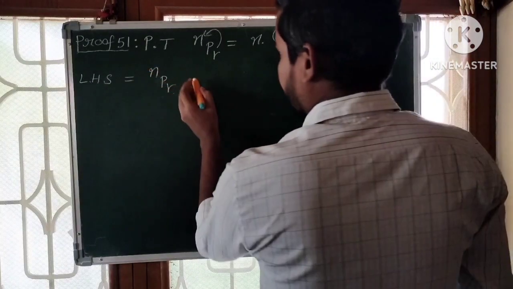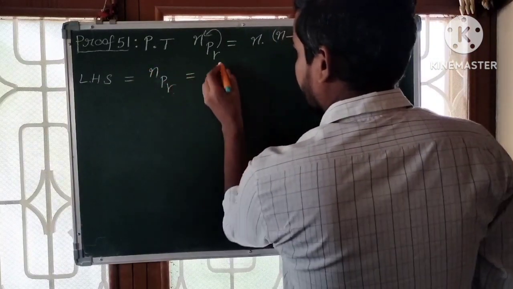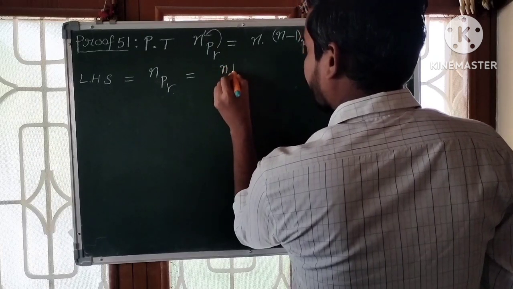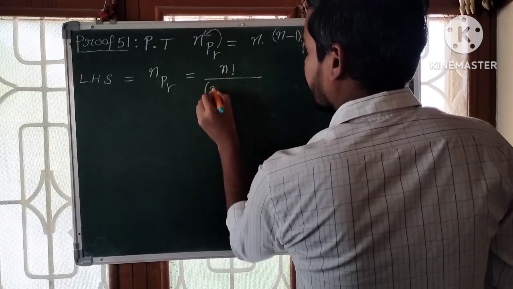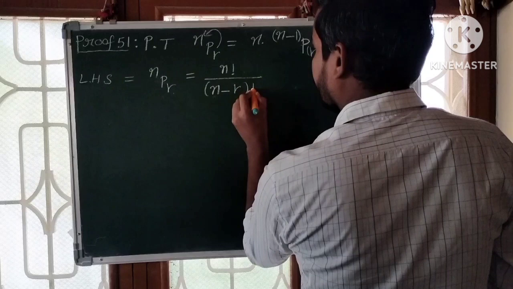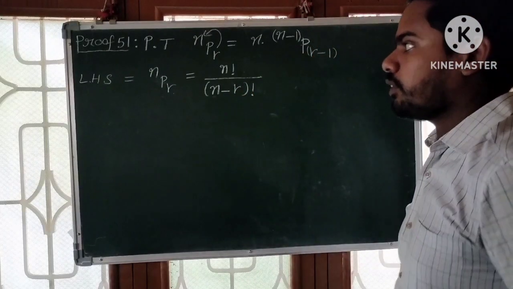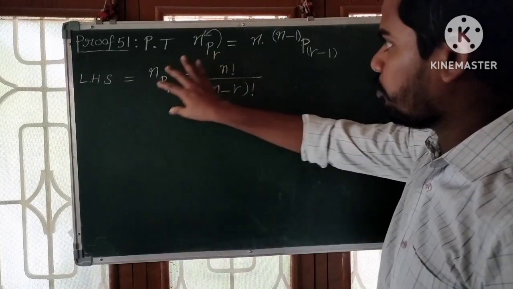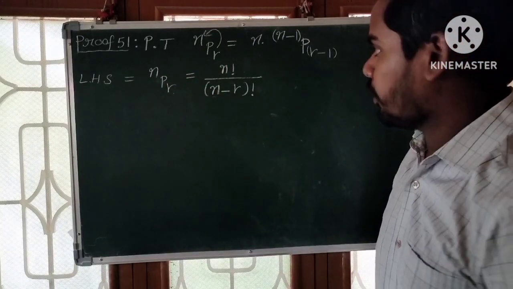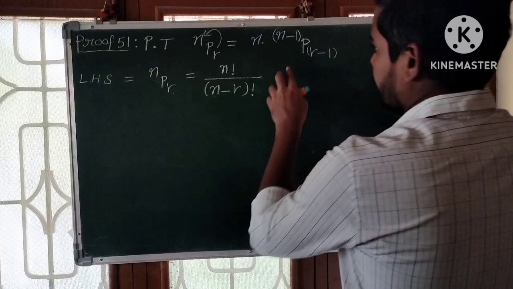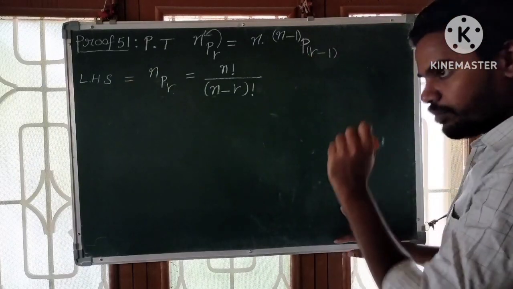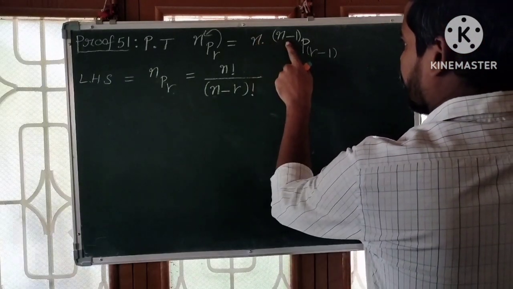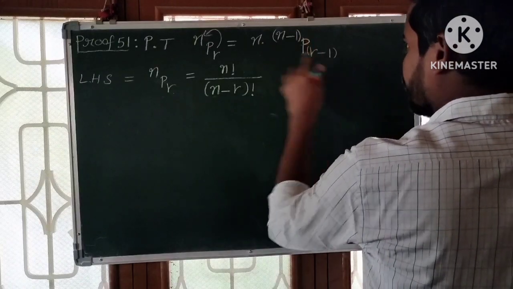Let us prove LHS equals RHS. So first of all, nPr. What is the formula for nPr? nPr is equal to n factorial by n minus r factorial. Okay, this is the formula for nPr. Now, just observe RHS: n into n minus 1 p r minus 1.